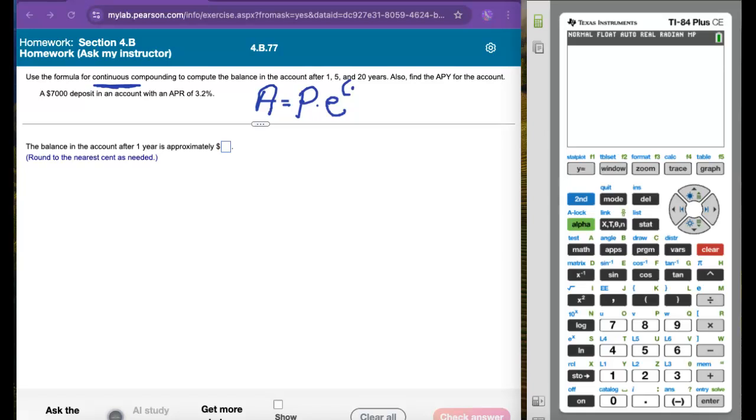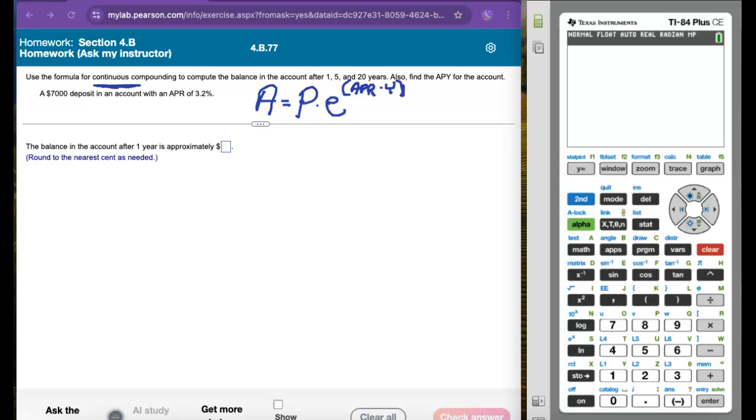Let's see, that's the APR. And we're going to multiply that times the number of years. And all that's in the exponent.